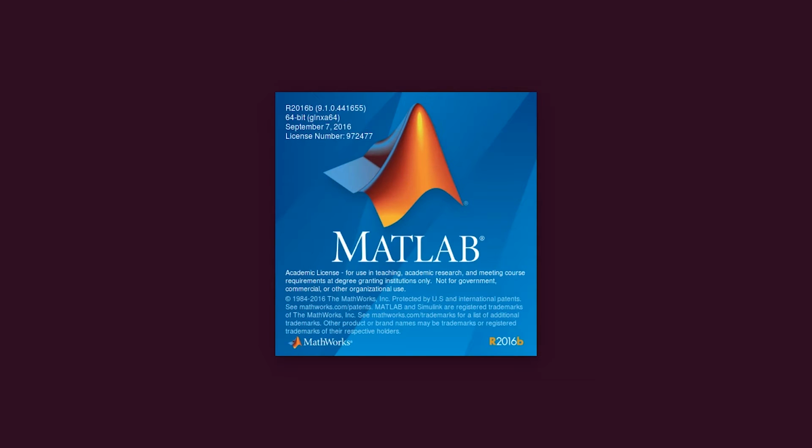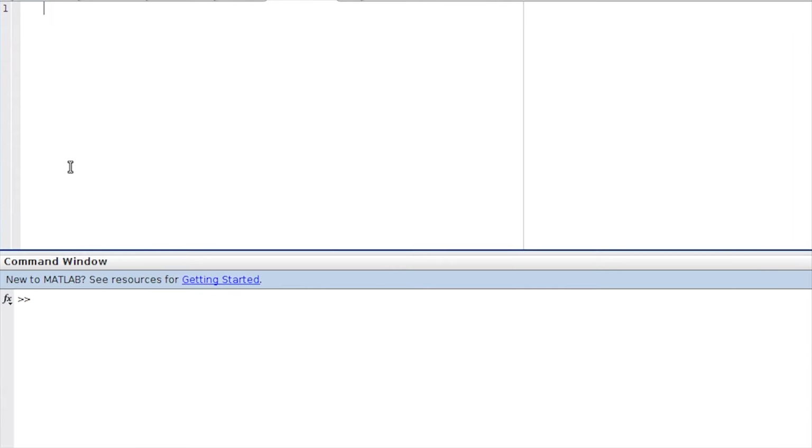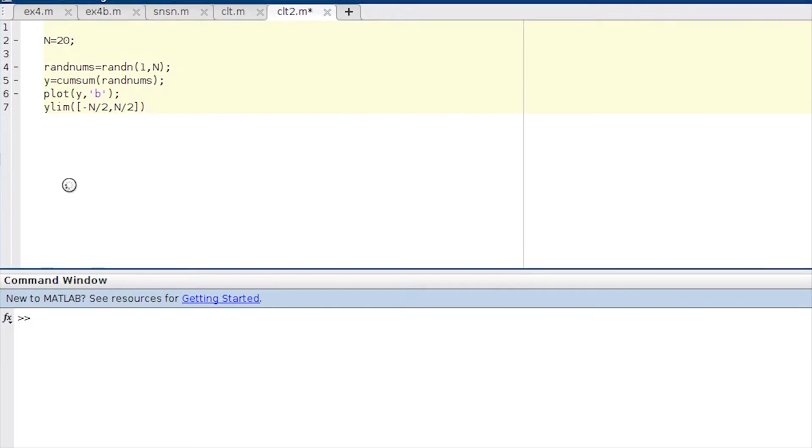As a way of seeing the central limit theorem in action, I'm going to use MATLAB to show what happens when you add together more and more random quantities. Rand n, 1, n creates n normally distributed random numbers. Cumsum adds them one by one, putting the results in a new array, which we can plot in blue.